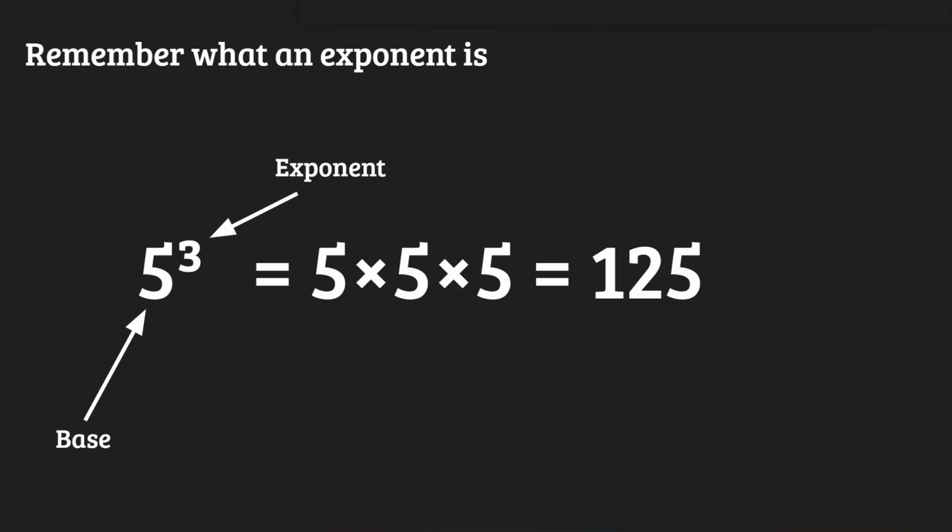But let's take 5 to the 3, right? 5 to the power of 3, or 5 to the exponent of 3. That's the same as 5 times 5 times 5, which is just 125.